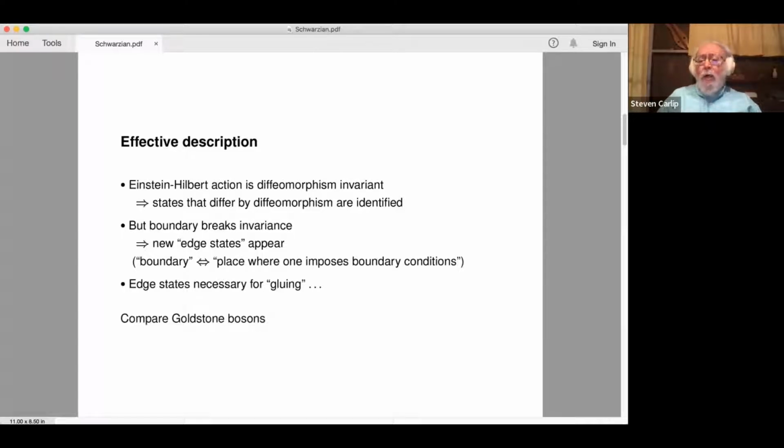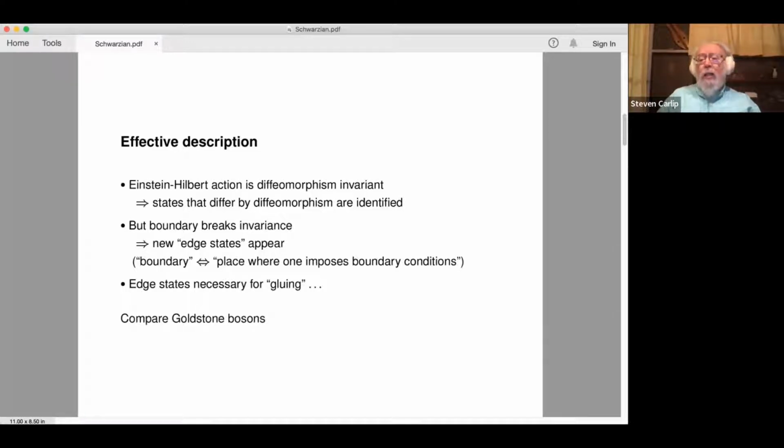I should say that when I talk about a boundary, I don't necessarily mean a physical boundary. What I mean is a place where you impose boundary conditions. For instance, if you're asking a question in quantum gravity about a black hole, you have to specify that there's a black hole with certain properties.